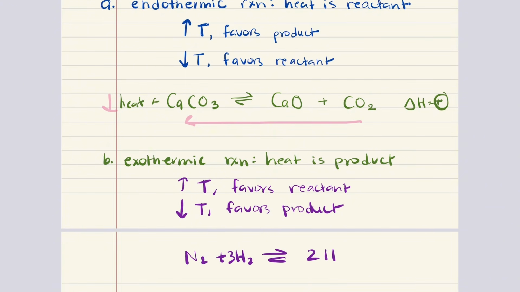A good example is to go back and look at our ammonia reaction. This reaction is exothermic. So at higher temperatures, the equilibrium shifts backward towards nitrogen and hydrogen. But at lower temperatures, it shifts forward towards producing more ammonia.